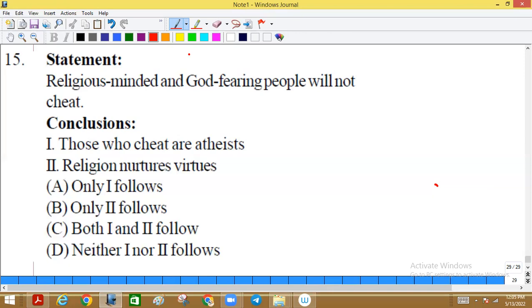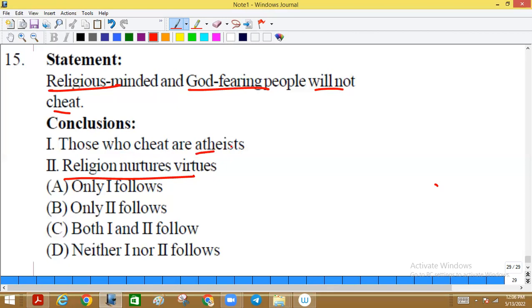Religious minded and God fearing people will not cheat. That is the statement. I'll come to the first conclusion too. Religion nurtures virtues. Now, the question is, first of all, why will religious minded and God fearing people not cheat? What might be the reason? Believe in God. God will punish you. Or that is not ethical, that is not correct. Yes or no? Similarly, why? Because religion nurtures what? Virtues. That is the reason. Religious minded, God fearing people will not cheat because religion nurtures virtues. That is the only reason. Is there any other reason? No. Now come to the second one.